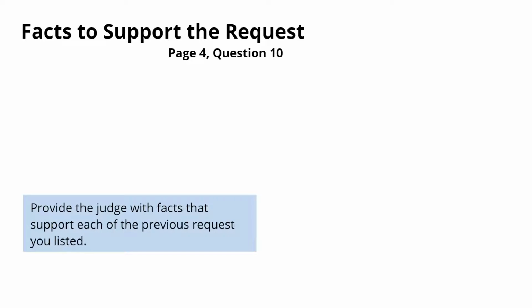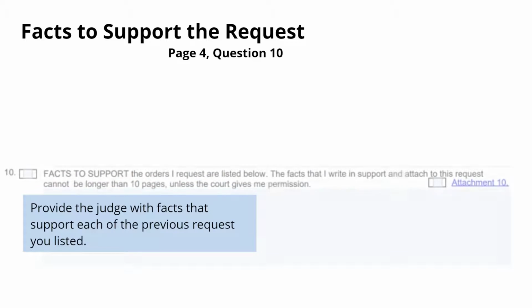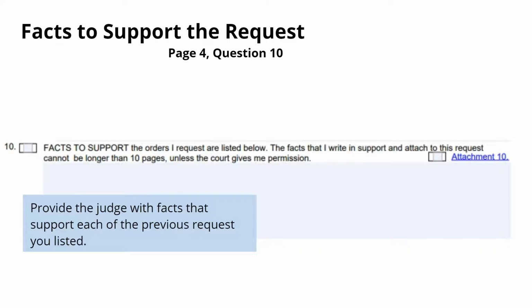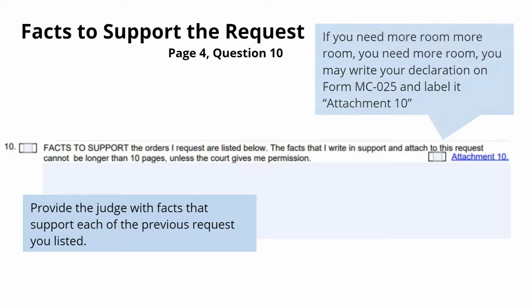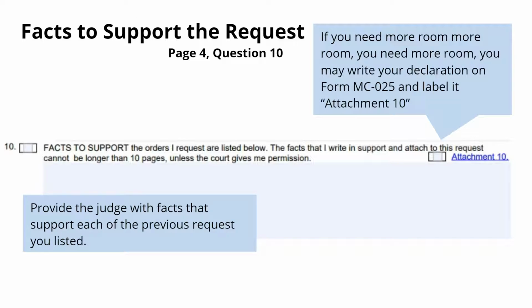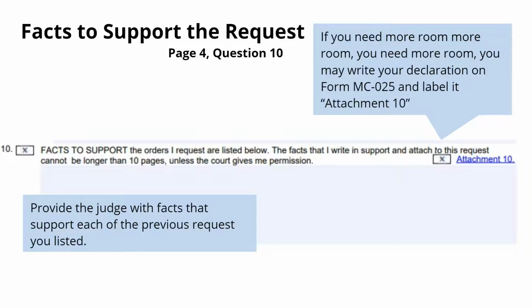Now that you have completed questions 1 through 9, you may provide the judge with additional facts that support your request. You can list the information on page 4, question 10. If you need more room, you may write your declaration on attachment MC-025 and label it attachment 10.